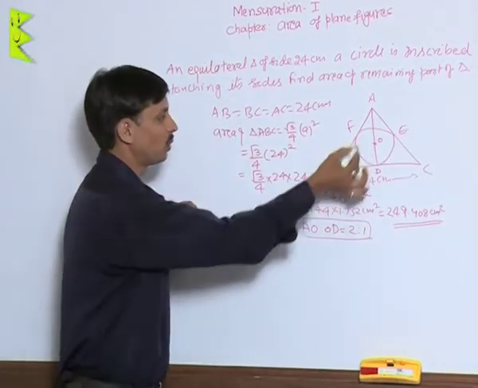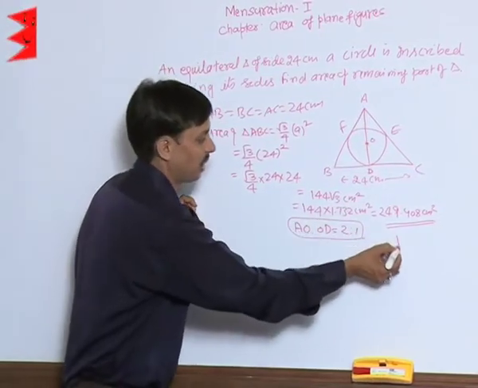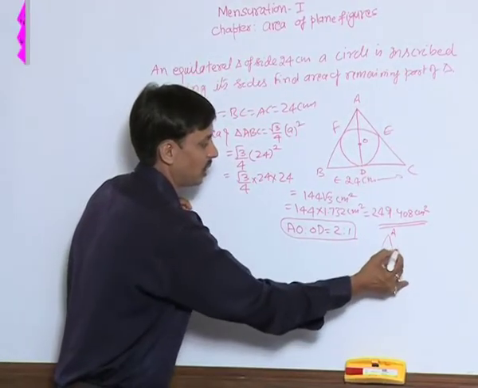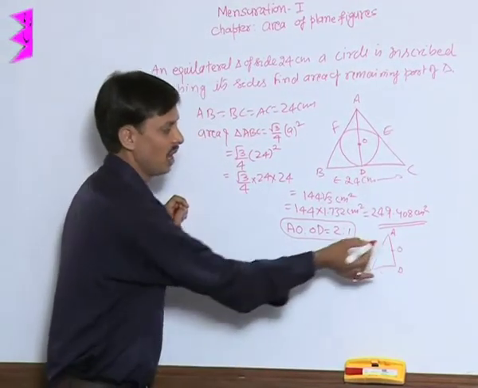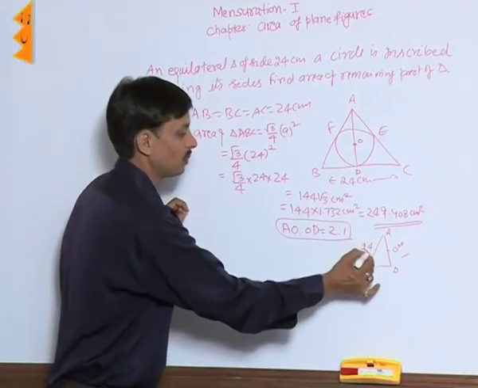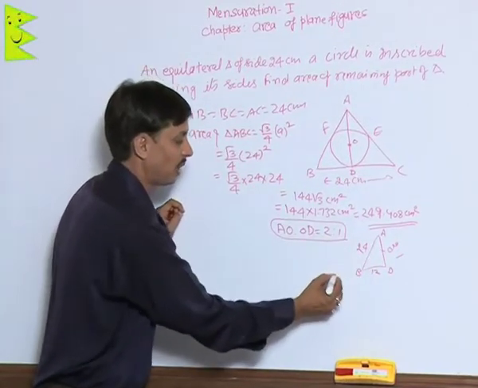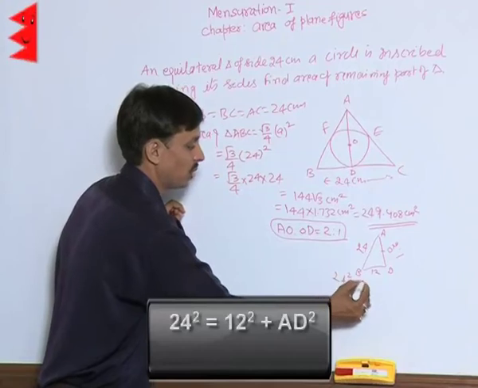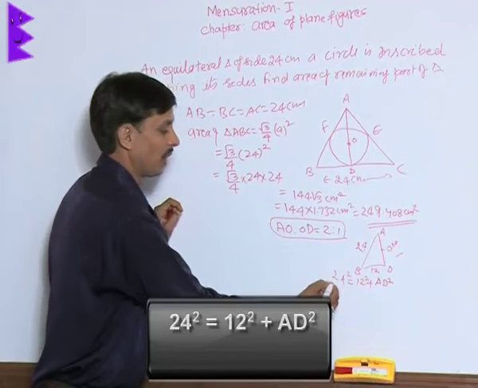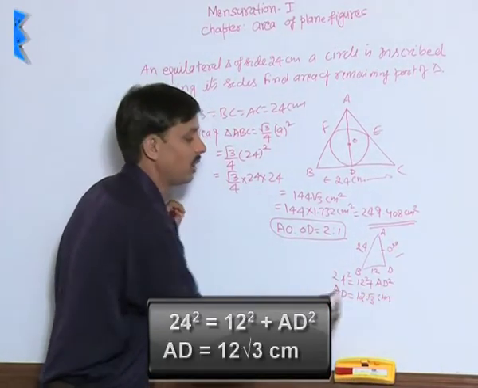Now the question comes, how to find this AD? To calculate the length of AD, I am taking triangle ADB separately here. This is A, this is D, this is B, and on AD there is a point O, at which the division is in the ratio of 2:1. This length is 24. This is a median, so BD length is 12. If we apply the Pythagoras theorem, we will say 24 square is equal to 12 square plus AD square. So the value of AD will be calculated as 12 root 3 centimeter.